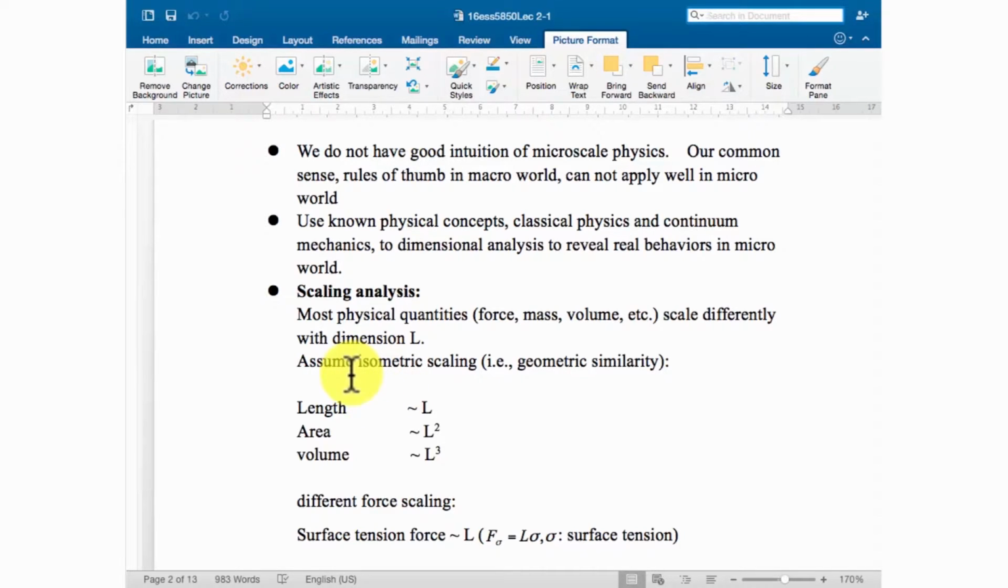An isometric system means we blow up the object under similarity conditions. That means we blow up the object in 3 dimensions at the same time, and in the same scale, the same quantity. So for length, the length scale is L to the power 1, for area it is L to the power 2, and for volume L to the power 3. We will talk about the power only: L to the power 1, 2, and 3 for length, area, and volume.